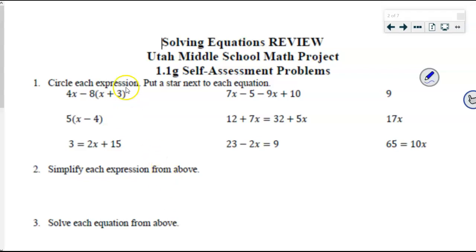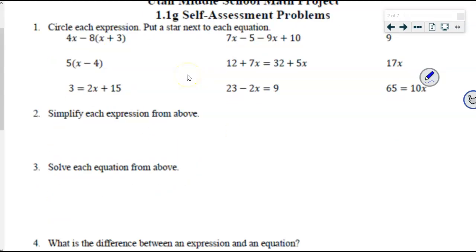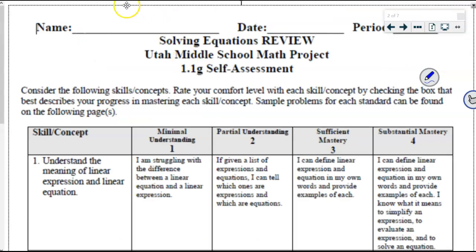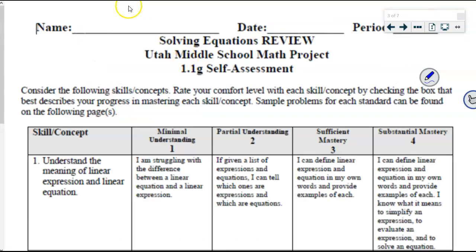Okay, now that students have had a chance to go over all of these, you've paused the video, you've had a chance to go over all of these. Now I'm not going to do them on the video yet, we're going to go over to the self-assessment. So this is a rubric that I passed out to you separate from the review. Have that in front of you. It's now time for you to rate yourself.